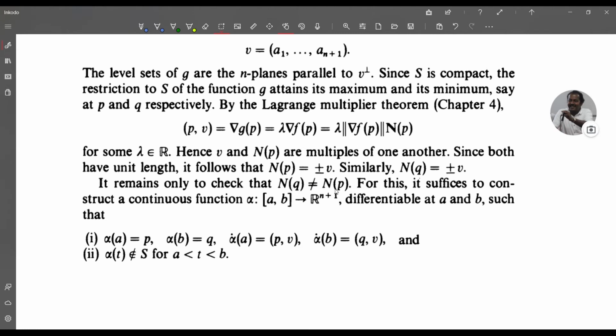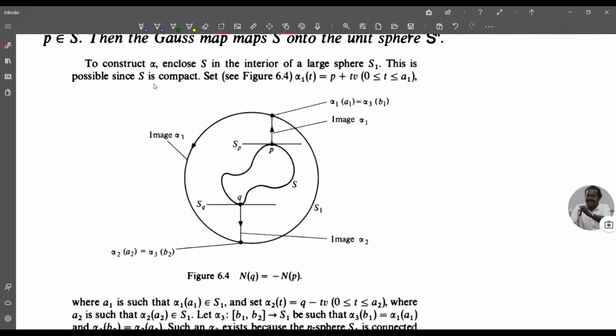For this, we construct a continuous function alpha from [a, b] to R^(n+1), differentiable at a and b, such that alpha of a is equal to p, alpha of b is equal to q, alpha dot of a is equal to v, alpha dot of b is equal to v, and condition 2. Now to construct alpha, since S is compact, you can enclose S in the interior of a sphere S1 of sufficiently large radius. This is possible since S is compact. You set alpha 1 of t equal to p plus tv.